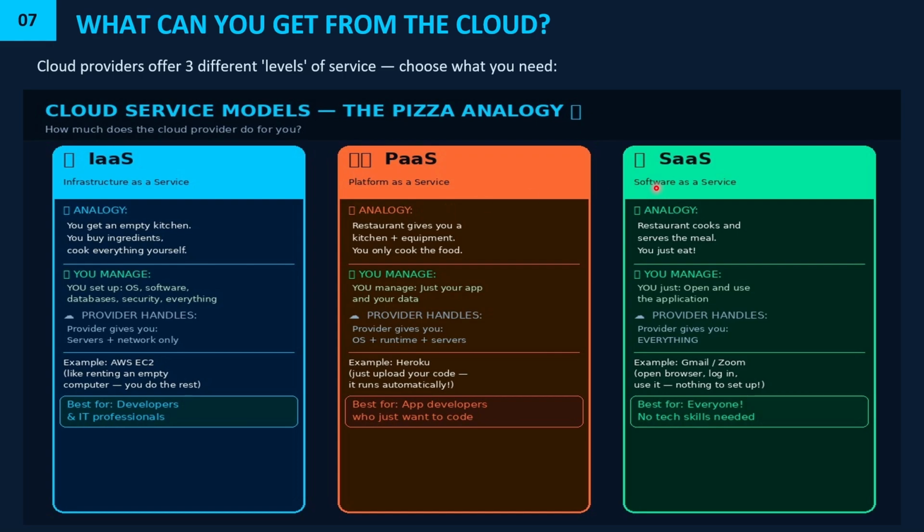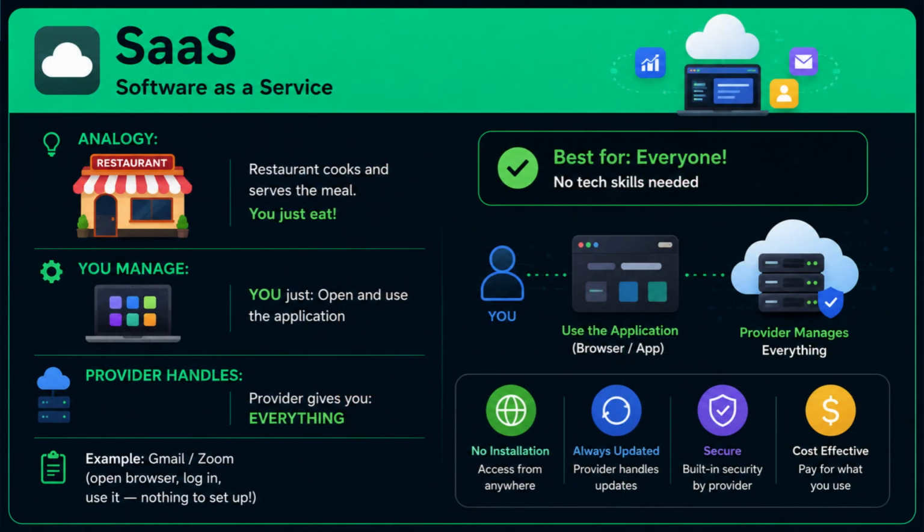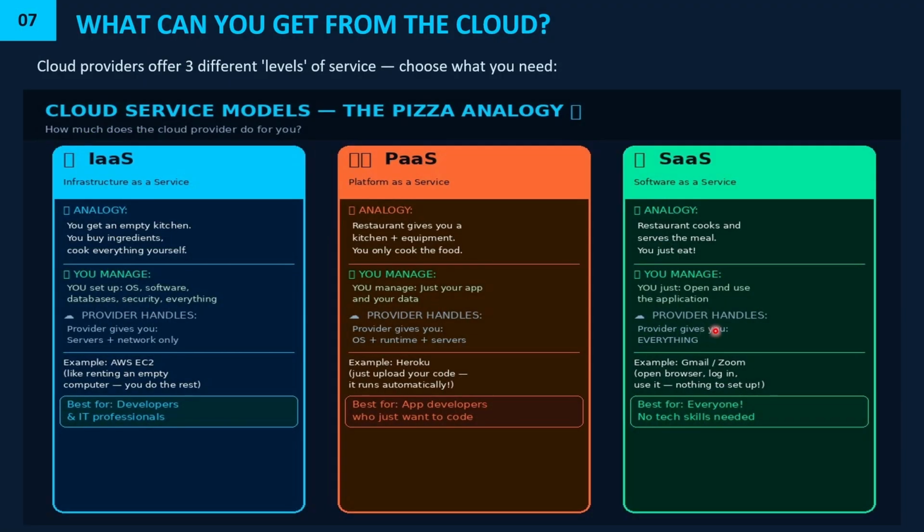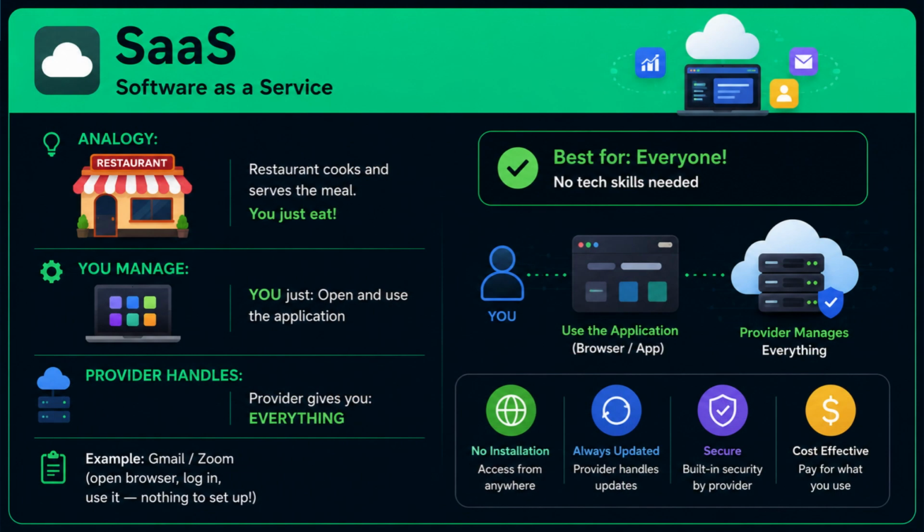But as compared to the software as a service, it's about a restaurant that cooks and serves the meal, you just eat. That's cool, right? So you just open and use the application. The provider gives you everything, like when you are using Gmail or Zoom, you open the browser, login, and use it. You do nothing, right? Nothing to set up, right? It's best for everyone, no tech skills needed in the software as a service, like Gmail and the Zoom app, which are all software as a service.